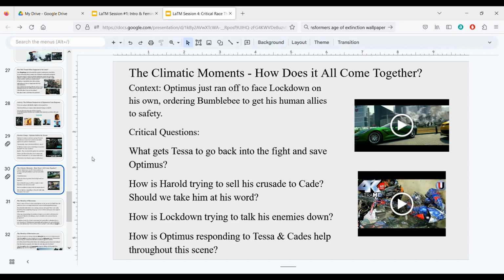Optimus just ran off to face Lockdown on his own, ordering Bumblebee to get his human allies to safety. Some critical questions, though. We're going to tackle these one at a time. What gets Tessa to go back into the fight to save Optimus? Her dad. How is Harold trying to sell his Crusade to Cade? Should we take him at his word?